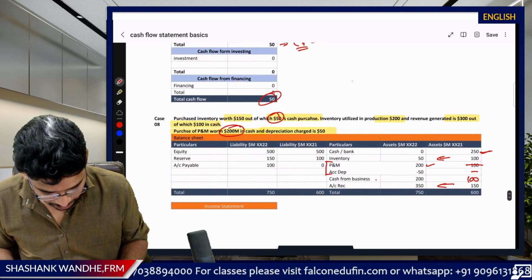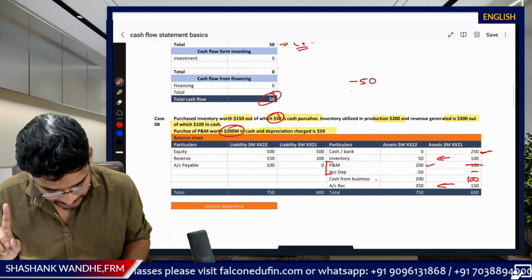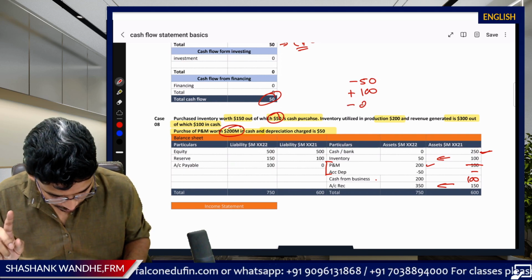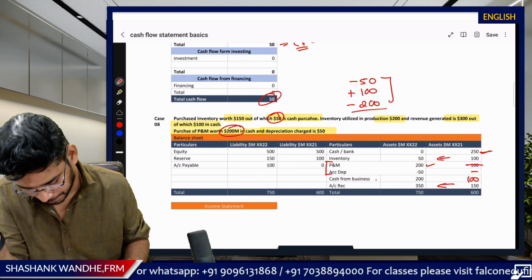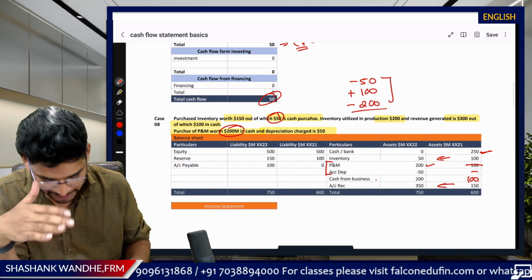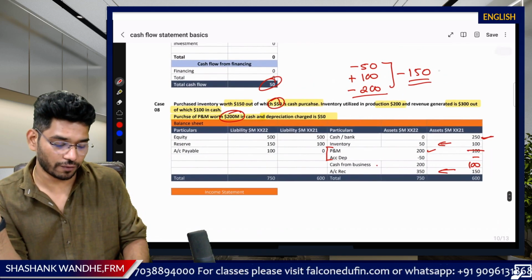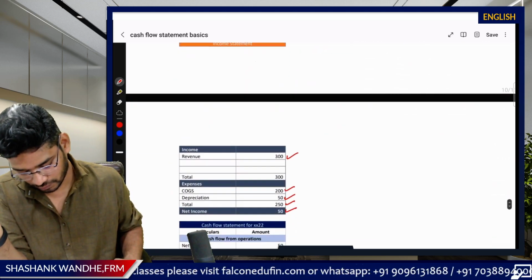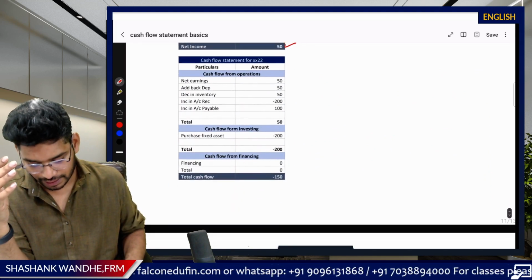So our cash flow is, we paid 50 for the purchase of inventory. We received 100 from revenue. We paid 200 to purchase the asset. Net is 250 plus 100 minus 150. Okay, minus 150. So these are a cash outflow of 150. Now let's see how to arrive at a cash outflow of 150 using the indirect method.